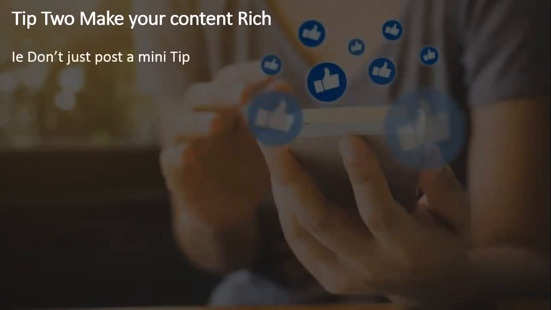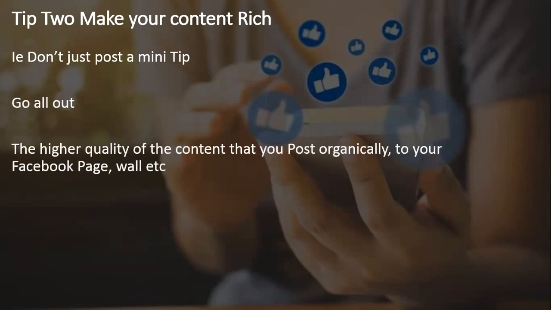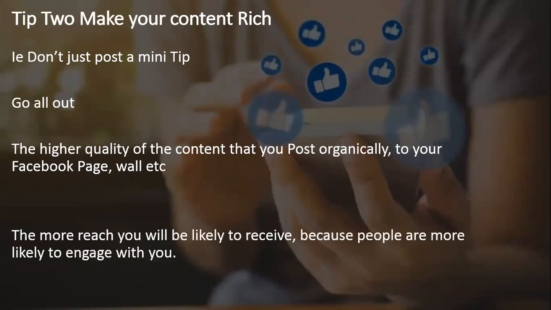Tip number 2, make your content rich. Don't just post a mini tip, go all out. The higher quality of the content that you post organically to your Facebook wall, etc., the more reach you'll be likely to receive because people are more likely to engage with you.